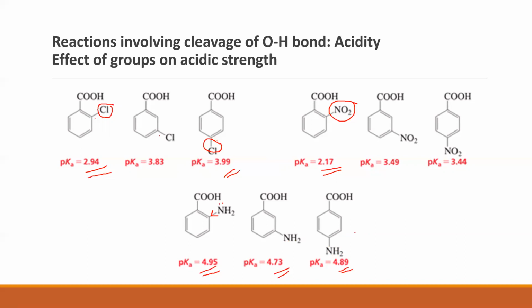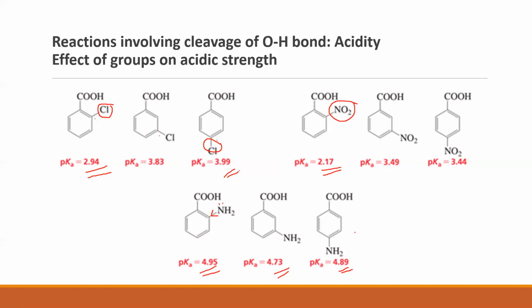So this slide basically tells us the nature of the group plays a role in determining the acid strength, whether it's electron withdrawing or electron releasing. In general, if an electron withdrawing group is attached, the acidic strength will increase. If an electron releasing group is attached, the acidic strength will decrease. Point number 2, the position of the substituents or the groups also matters.